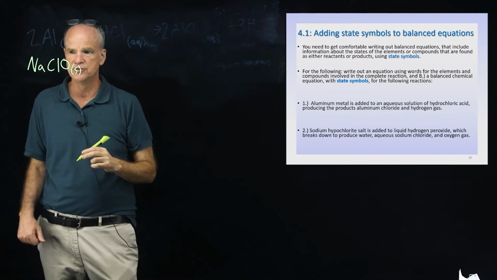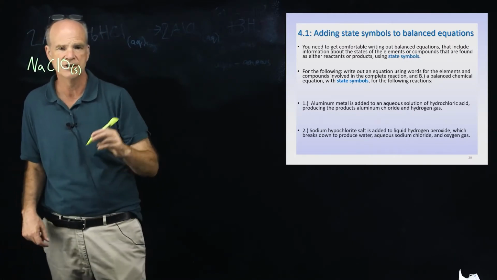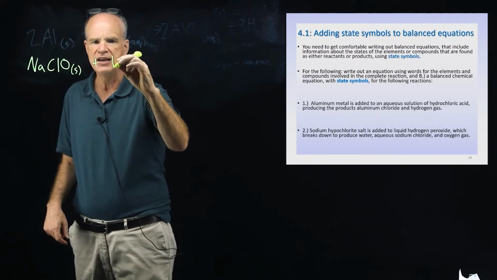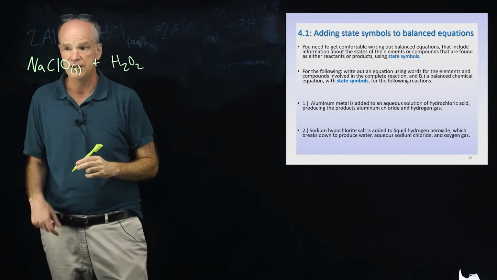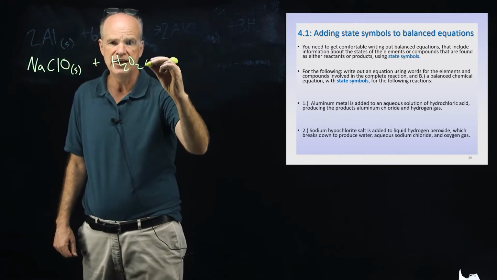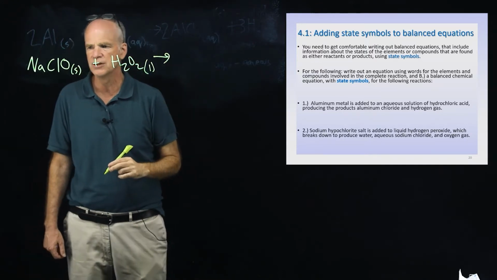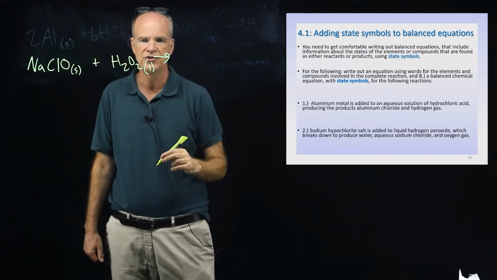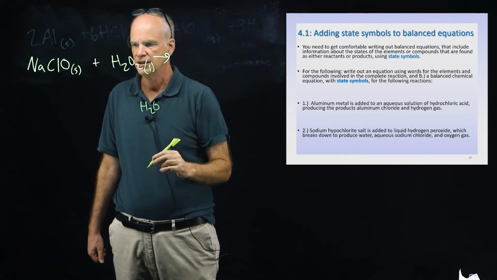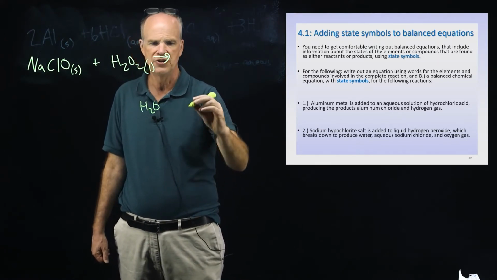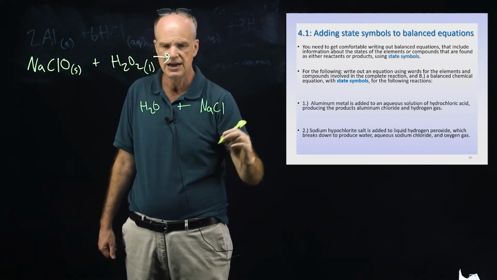It is added to liquid hydrogen peroxide. I don't think you'd be expected to know the formula for that. I just happen to know that it's H2O2. It's indicated in the problem that it's a liquid, so I'll put an (l) here. And then what we're going to do is get some products. So let me write this down here. We're going to get water as a product, and we're going to get aqueous sodium chloride, so we have NaCl here, and then we have oxygen gas.